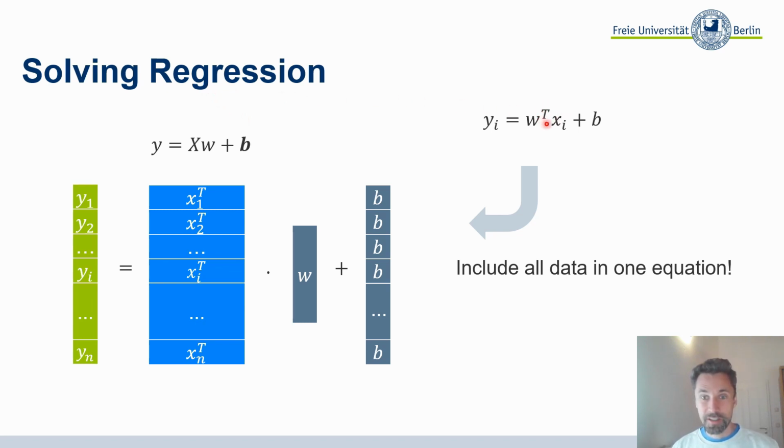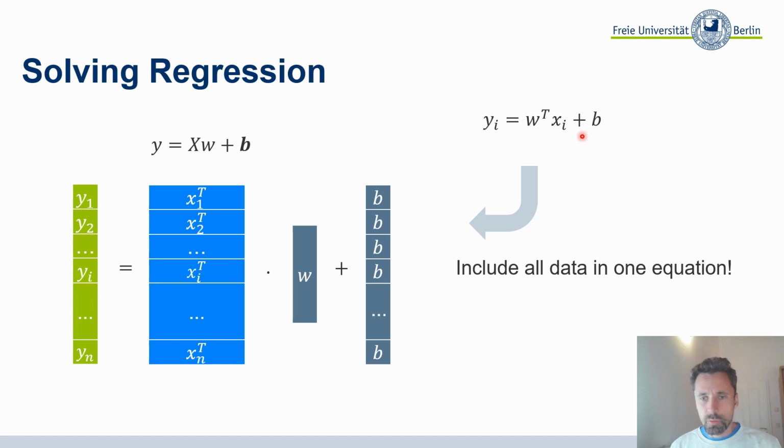So let's solve linear regression and let's solve the minimization problem. So let's start here. We have our line or our plane equation that should be satisfied for all pairs xi and yi. So we want to find the parameters w and b that explain the data.